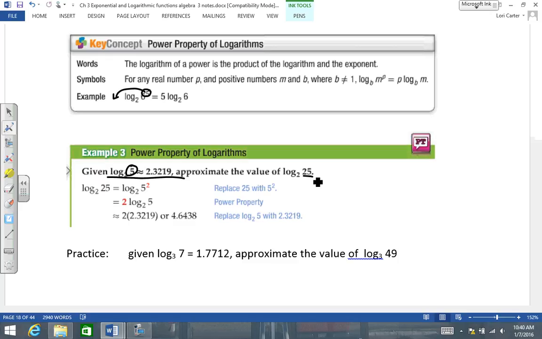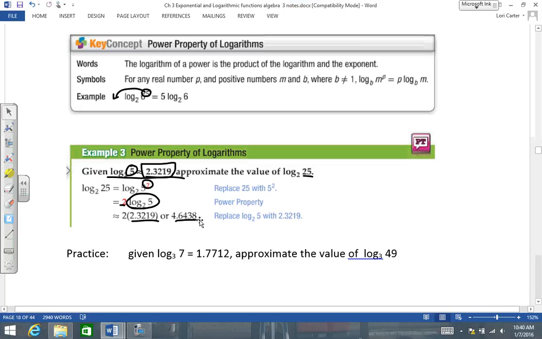5s or 2s? Go ahead. I was looking at practice. Oh, just a minute. So 5 squared. So now I got log base... Where does this 2 belong? In the front. Log base 2 of 5 is what? 2.3219. So it's 2 times that number, which gives you your answer.